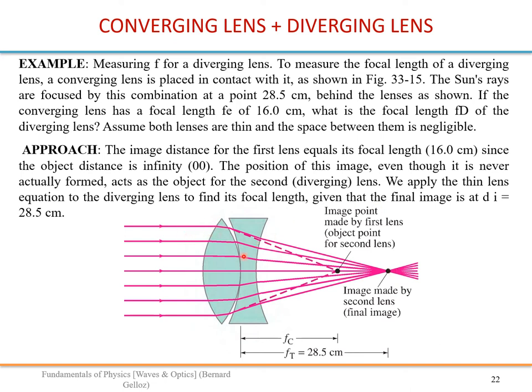How to deal with that? You should first find the image produced by the first lens, the converging one, and you will find it here. Then you take that as the object for the diverging lens, which is here. And be careful, here it is on the right side of the lens, therefore on the wrong side in some sense. Therefore, it should be taken negative in the thin lens equation. Then you should define this final image, and because what we are looking for here is the focal length of this lens, you will solve for that using the equation.